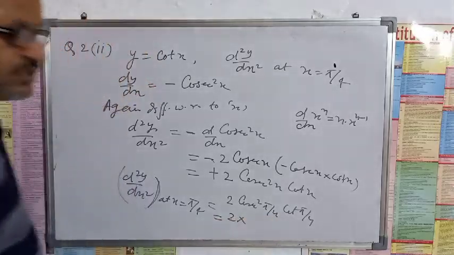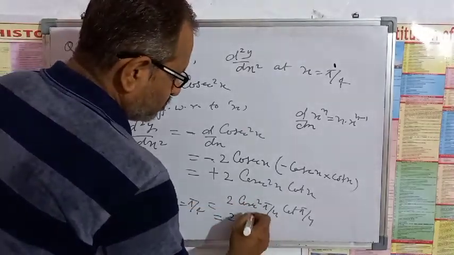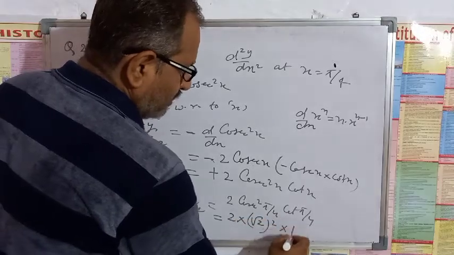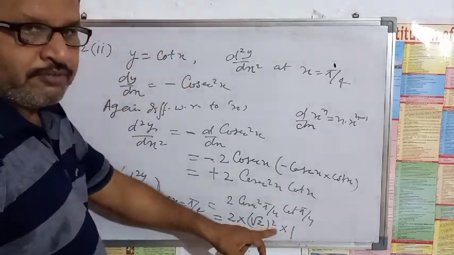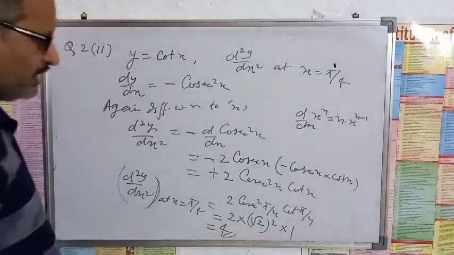What is the value of cosec pi by 4? Cosec pi by 4 value is root 2. So you can write root 2 square, and cot pi by 4 is 1. Root 2 square will be 2. 2 into 2 is 4. So 4 is the answer.